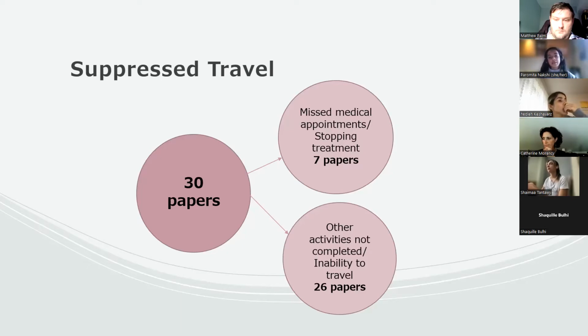So we found that 7 papers focused explicitly on missed medical appointments, or people who had to stop medical treatment because of any kind of transportation barrier. And 26 papers focused on other activities that were not completed, or any type of inability to travel. And as you can see, the reason why 26 plus 7 is more than 30 is because some papers focused on multiple areas of suppressed travel.